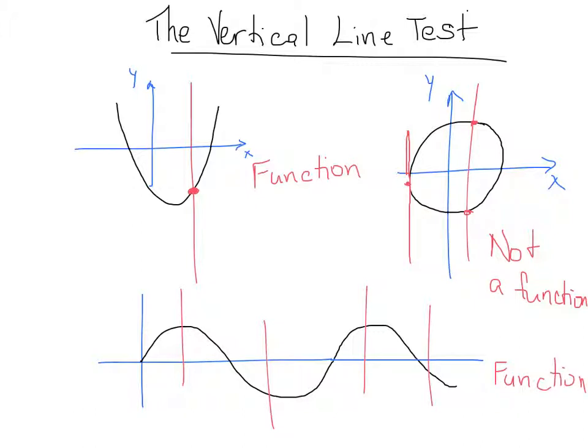So the reason that this vertical line test works is because each x value is allowed only one y value. If it's touching more than once, like it did here in our circle, that x value, let's say that x value was 1, actually has two y values. So this could have been like (1, 3) and (1, -3). And that's totally not allowed, which is why this is not a function. Alright, that's it for now.